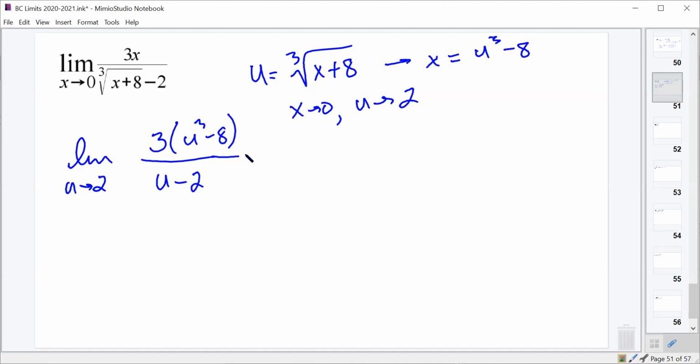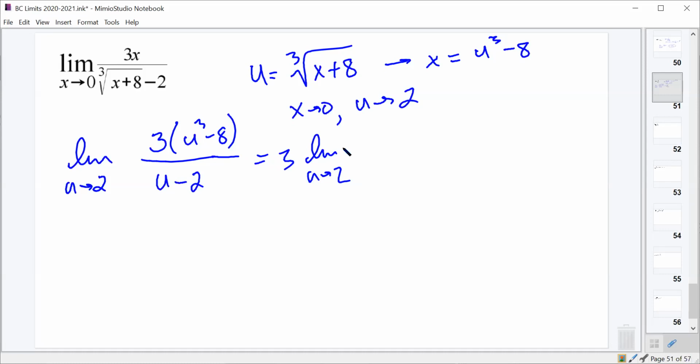Everybody good with that substitution there? Hopefully so. The 3 that's in front of the whole thing here can just go out to the front. So we got 3 times the limit as u approaches 2. And if we plug in 2 to this, we end up with 0 over 0. We end up with indeterminate. So we could use L'Hopital's rule, but we're not going to do that yet. We should just be able to factor that numerator.